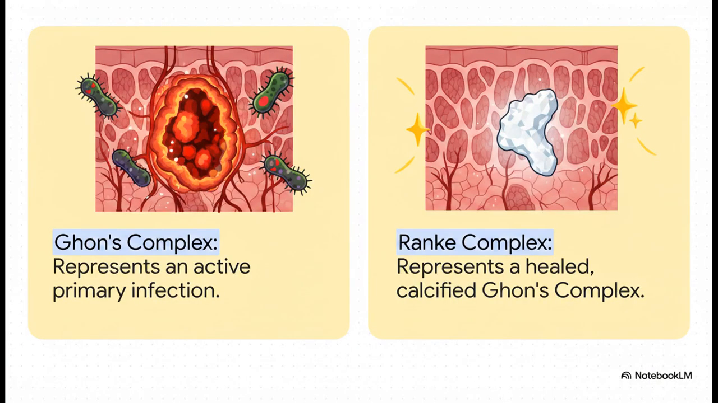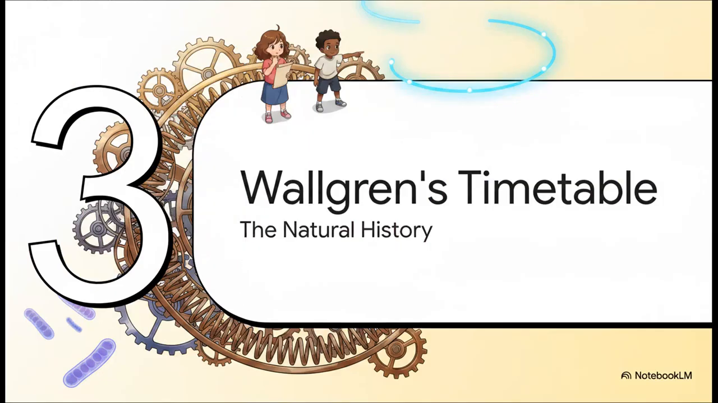Now, here's a quick point of clarification that often trips people up. Gon's complex is the active infection. When the body gets it under control and it heals up, leaving behind fibrosis and calcification in both the focus and the nodes, it's then called a Ranke complex. So think Gon's is active and inflamed, Ranke is old and calcified. Okay, on to another absolute classic, something you will almost certainly be asked about, Wallgren's timetable.